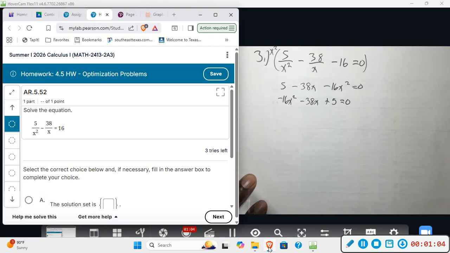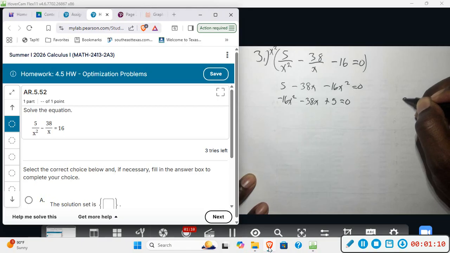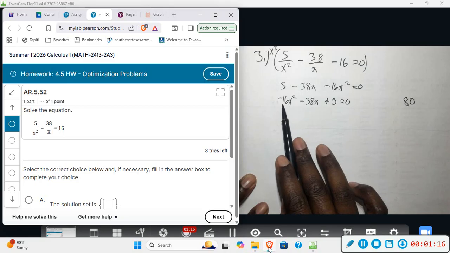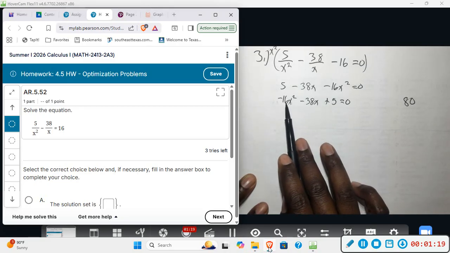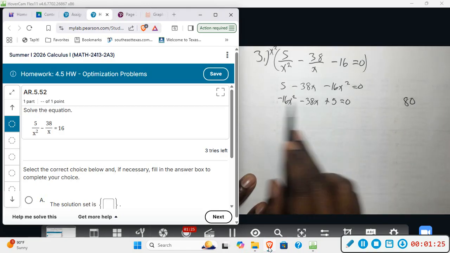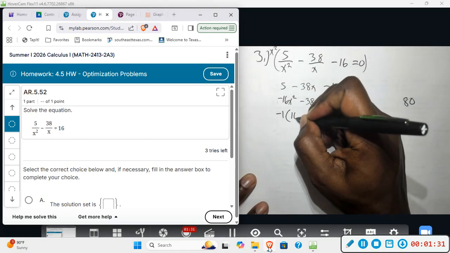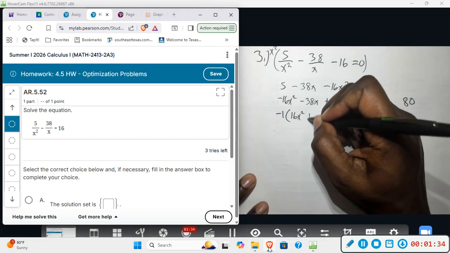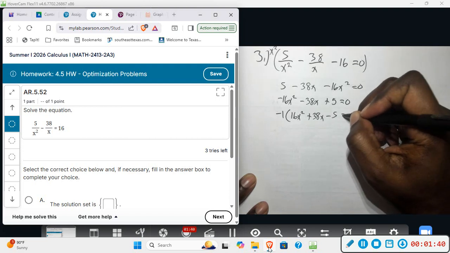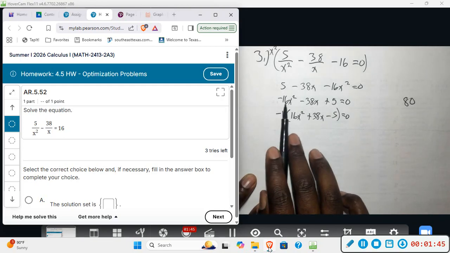We can try to factor it. 16 times 5 gives us 80. We want factors of 80 that when we... Now, it doesn't work out right whenever you have this leading coefficient of a negative. And so it'll seem like it doesn't work, but it will. So let me factor out that -1 first. -1, and then this will be 16x squared plus 38x minus 5 equals 0.